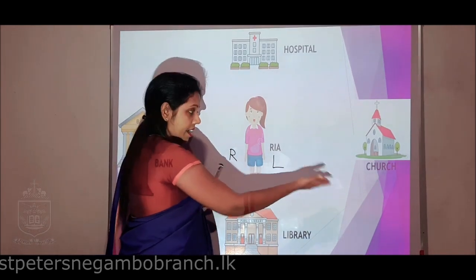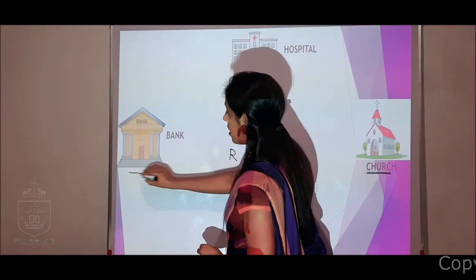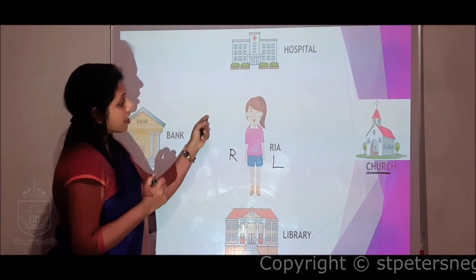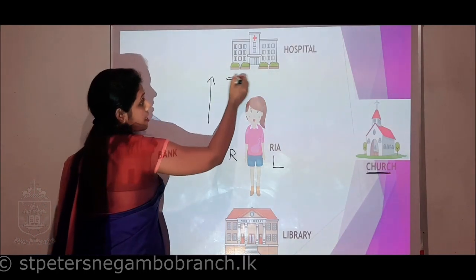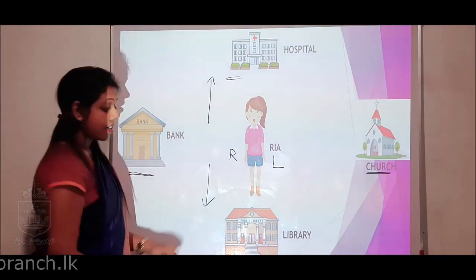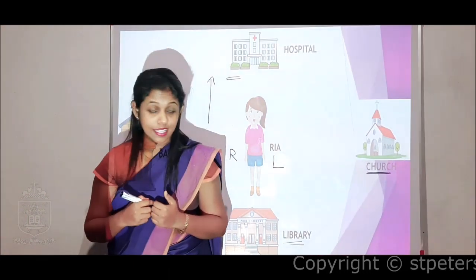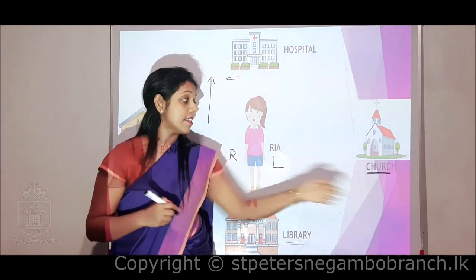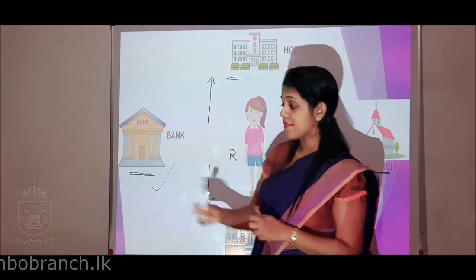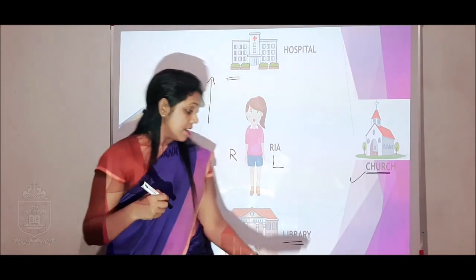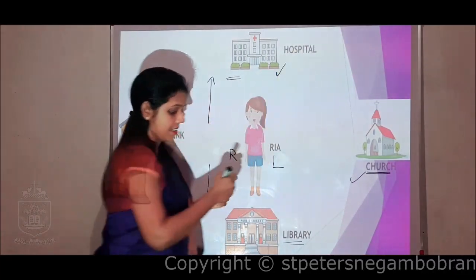So on her left hand side there will be a church. On her right hand side there will be a bank. Then in the backward direction there's a hospital. And in the forward direction there's a library. So imagine if I am in Ria's place, on my left hand side there's a church. On my right hand side there will be a bank. In the forward direction there will be a library. In the backward direction there's a hospital. Okay, children?